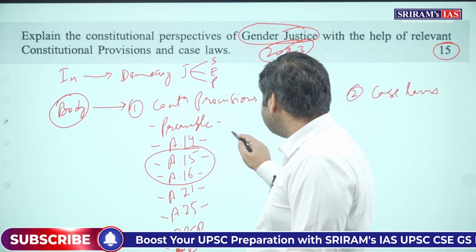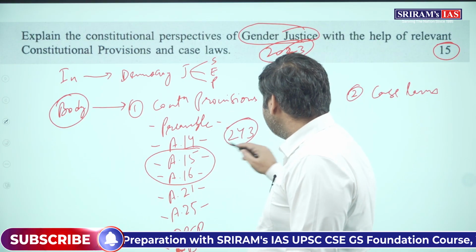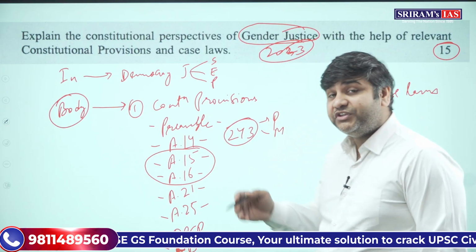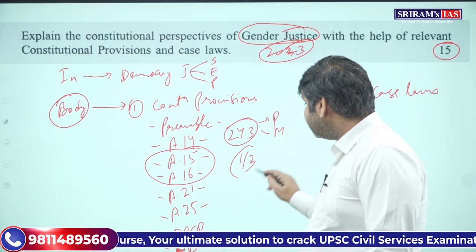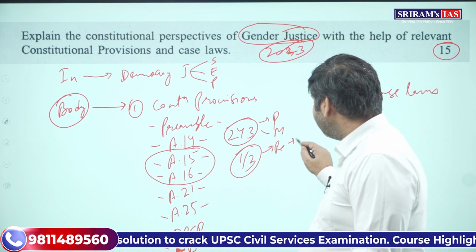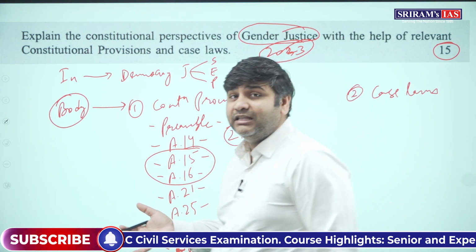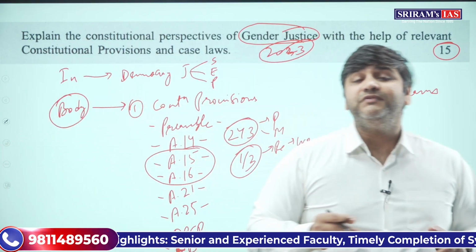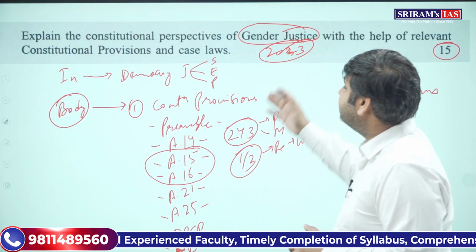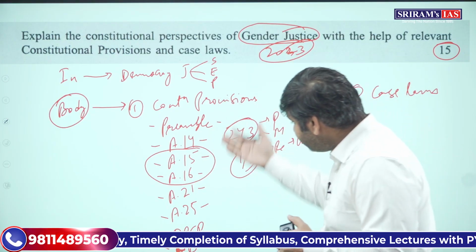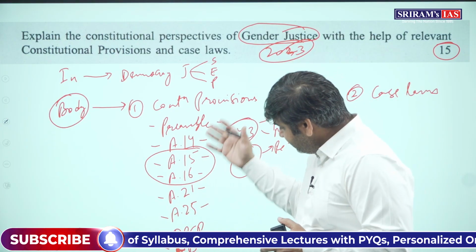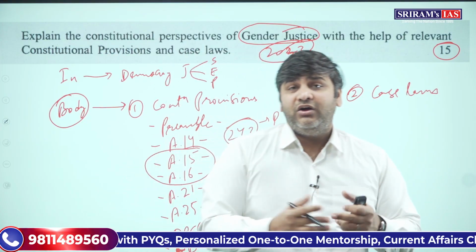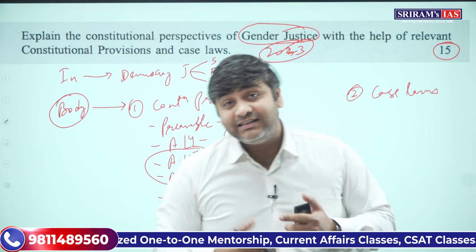Along with it, if you see Article 243, for panchayats and for municipalities, there is a provision that one-third of the seats need to be reserved for women. So this is the whole constitutional perspective, different provisions of the Indian Constitution which promote gender justice. This is something which you can write. Enough for you to write. The Constitution provides a whole plethora of provisions which provide gender justice.